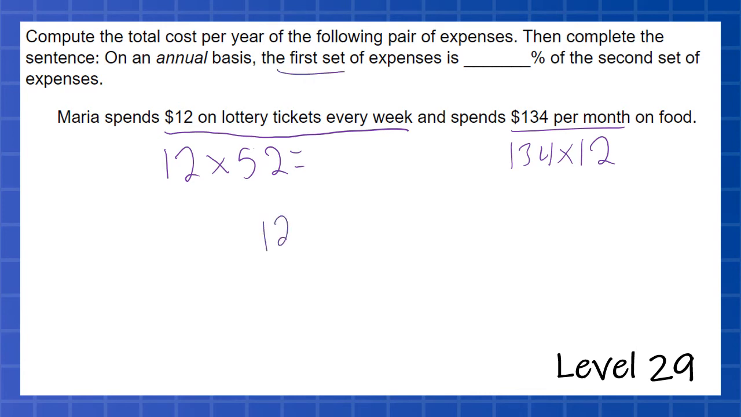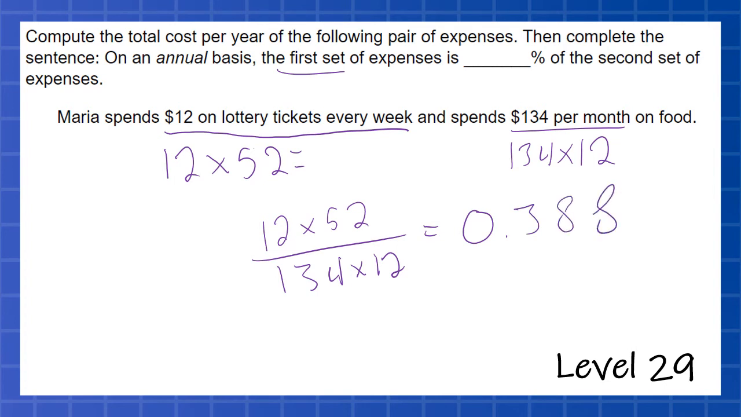So I'm going to say 12 times 52 divided by 134 times 12. And let's see what we get. I'm going to type this in my calculator. 12 times 52. And I got that, and I'm going to divide it by 134 times 12. And I got 0.388. But if I want to put it as a percent, that means I'm going to put 38.8%.